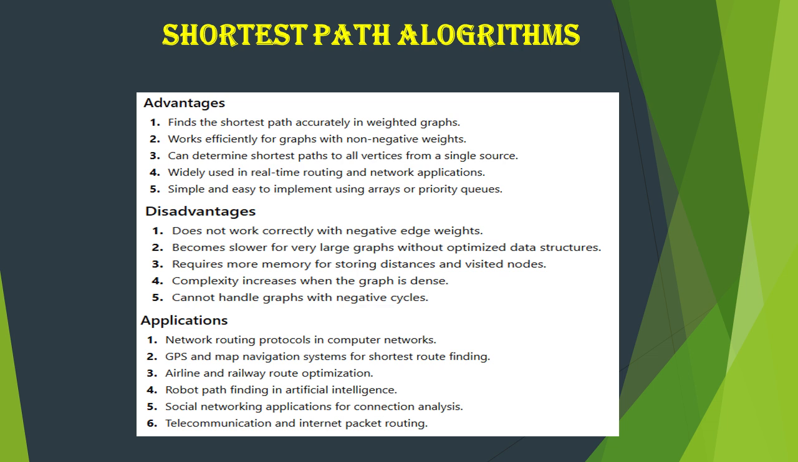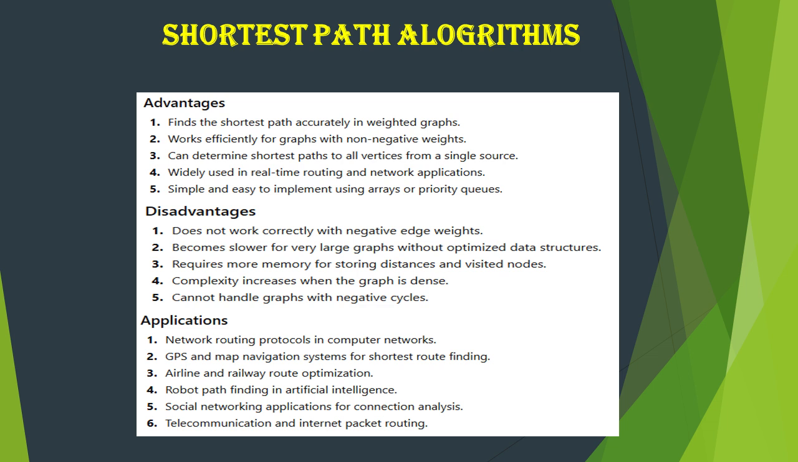Next we will see the disadvantages. It does not work correctly with negative edge weights, and it becomes slower for very large graphs without an optimized data structure. The third disadvantage is it requires more memory for storing distances and visited nodes. The fourth one is that complexity increases when the graph is dense. And the fifth disadvantage is it cannot handle a graph with a negative cycle.